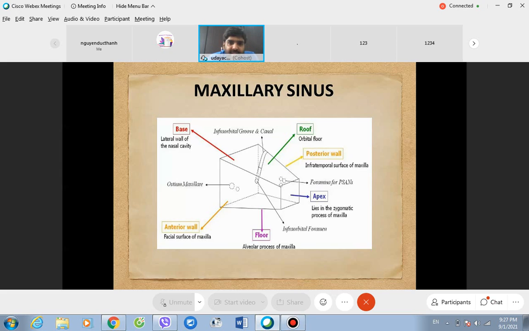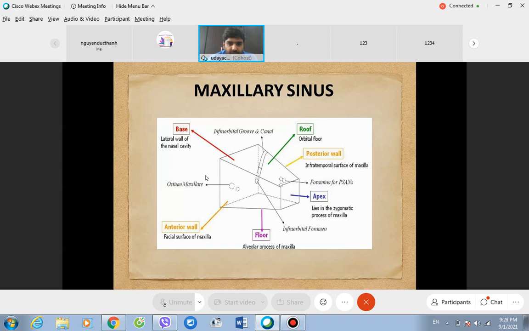The base of the maxillary sinus is formed by the lateral wall of the nasal cavity. Obviously, it will have the maxillary ostium in the base of the pyramid. The anterior wall is formed by the facial surface of the maxilla. This is the facial surface of the maxilla which forms the anterior wall.